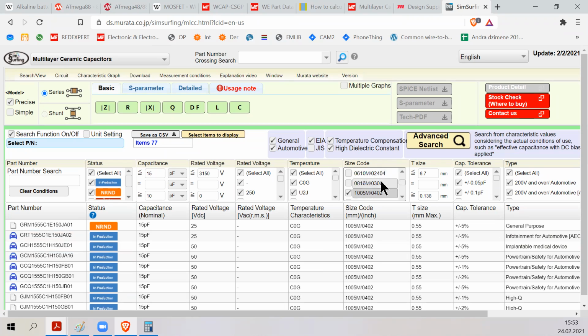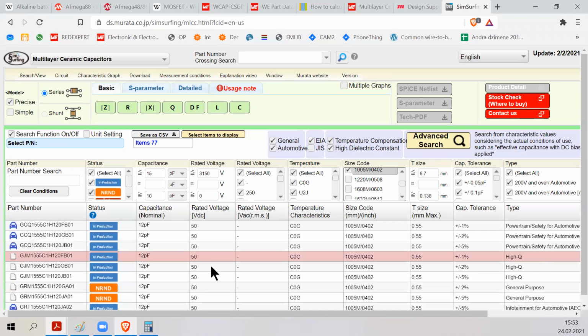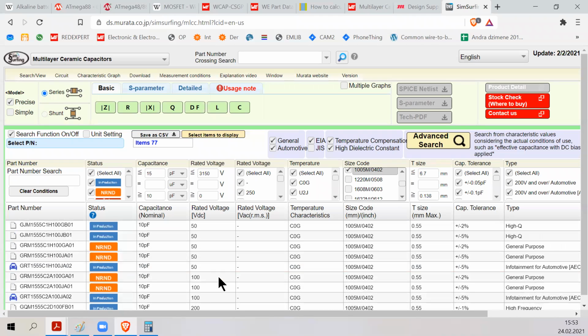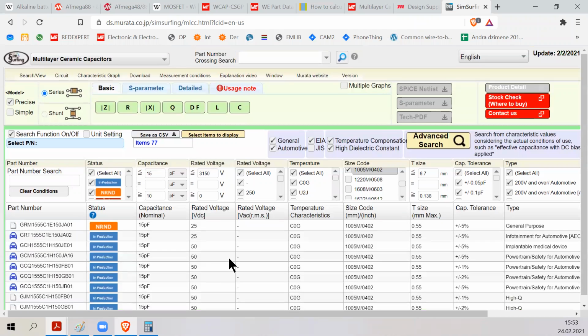The smaller sizes are really hard to handle. You need special equipment. 0402 is the smallest size that anyone can handle and which you can also handle with your hands. Smaller sizes are really hard to handle. 0603 is also popular, but now everybody thinks it's even too big. And as you can see, many different voltages. And so basically from Murata, you have more options. But at the same time, it's harder to choose. Okay.